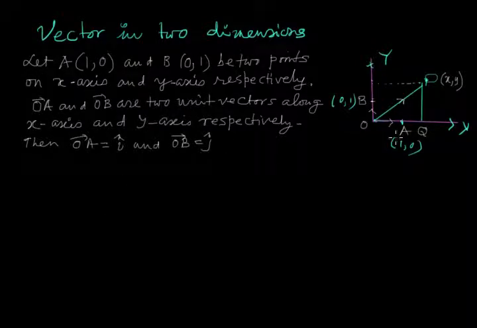Now we define a vector OA. The length of OA is 1 unit and the length of OB is 1 unit. We'll say this OA vector is equal to i and OB vector is equal to j, and they are unit vectors.